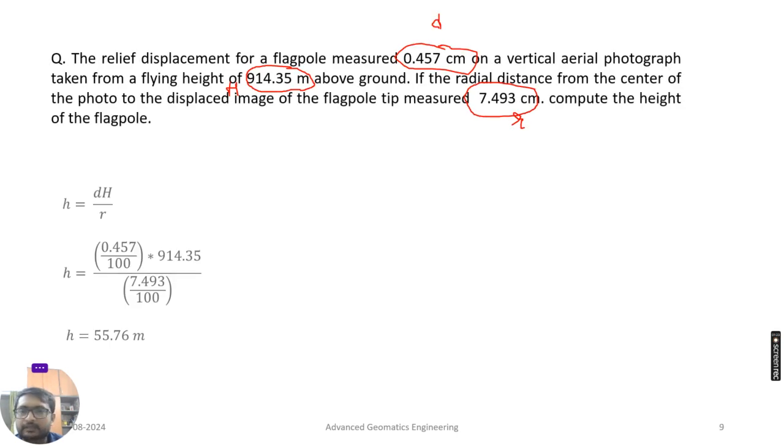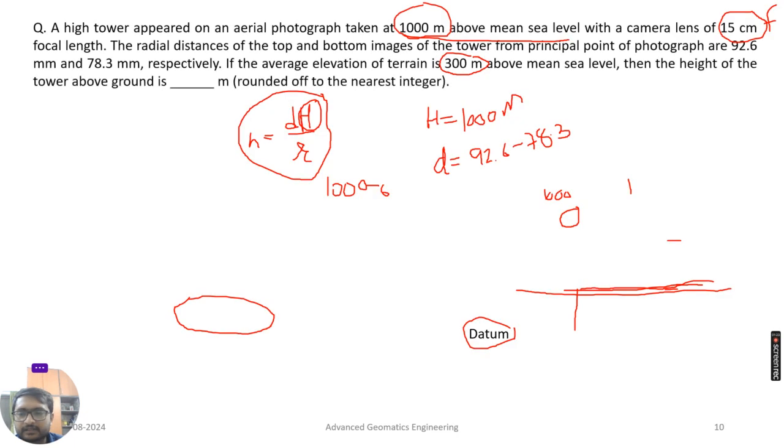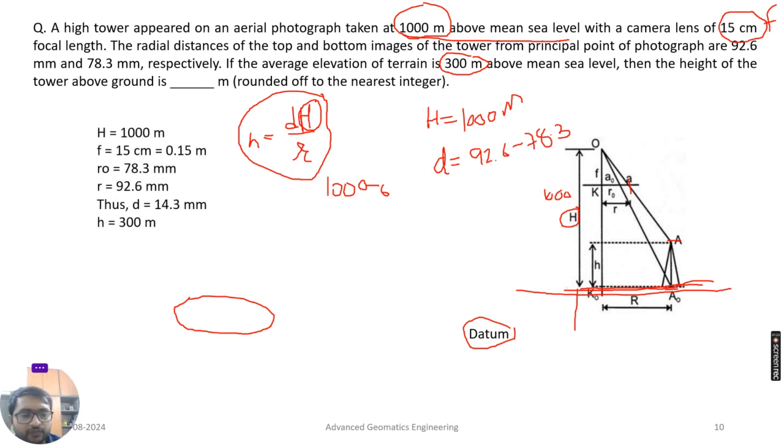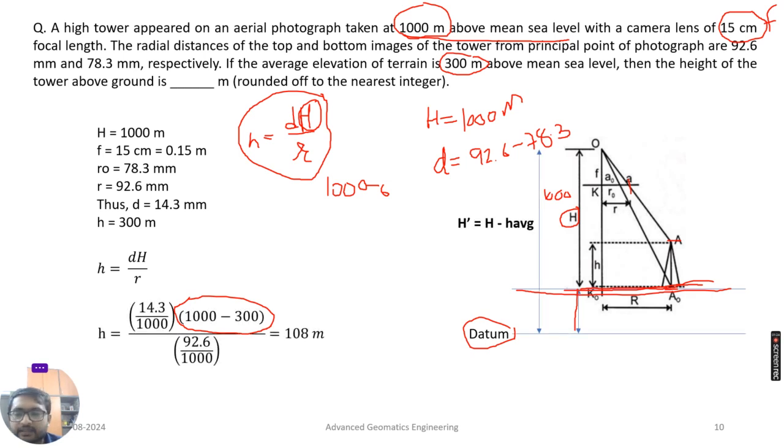Then we have the same question with the same formula, like the third question which we solved on relief displacement. But here, they have given the height of the aircraft from mean sea level instead of from the base of the tower. So we have to convert the mean sea level to the base level. We have to do 1000 minus 300, which gives us 700, and then do the calculation.